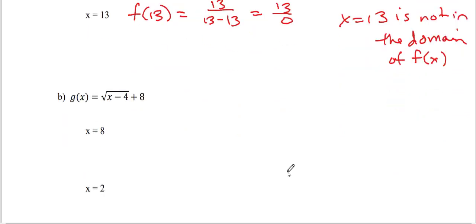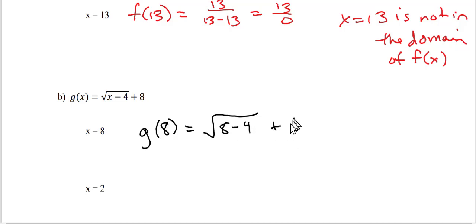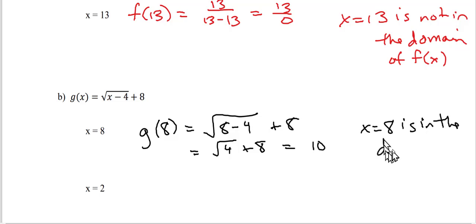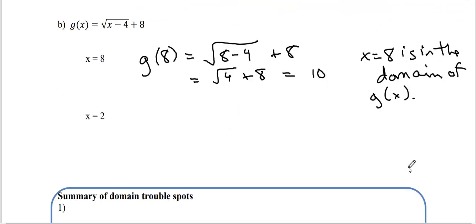Let's try this one. Let's try plugging in, oopsie, our function name here is g, so we should use that, g of 8. In this case, plugging in 8 gives us a square root of 8 minus 4 plus 8. Square root of 4 plus 8 is 2 plus 8. So no problems there. x equals 8 is in the domain of g of x. Now let's plug in x equals 2.